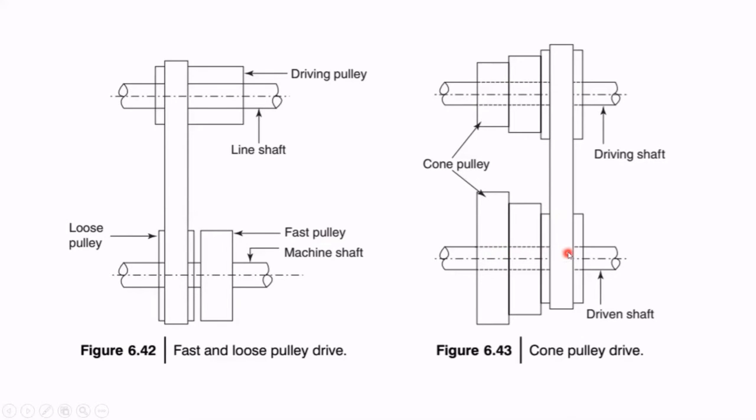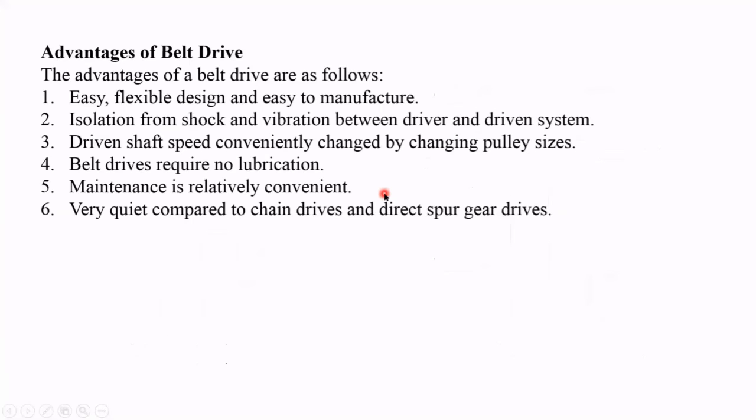Based on the requirement of the speed, we arrange the belt and vary the belt across these steps. This is the driving shaft. This is the driven shaft. If we need more speed, we connect the belt to the small step of the driven shaft. If you want to decrease the speed, we connect it to the major step of the driven shaft. So for getting various speeds, we are using the cone pulley drive. These are the different belt drives used in industries.